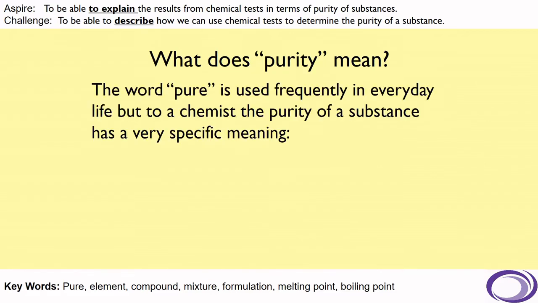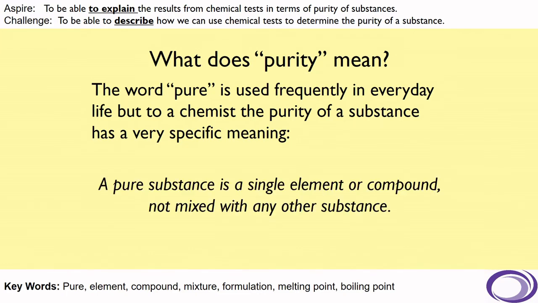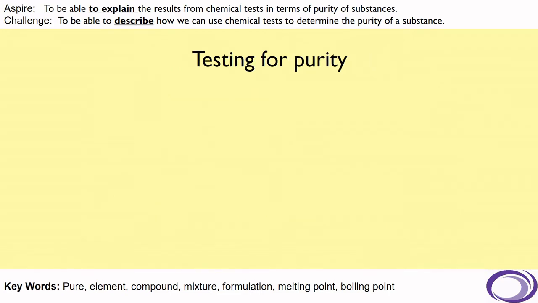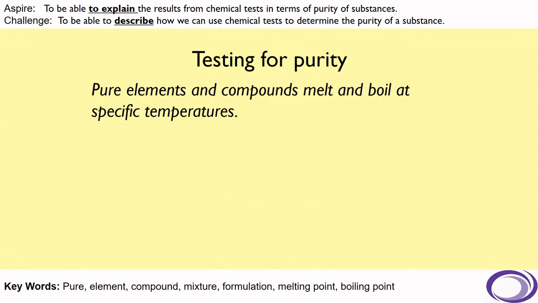The word pure is used frequently in everyday life, but to a chemist, the purity of a substance has a very specific meaning. A pure substance is a single element or compound, not mixed with any other substance. Now, you can test for purity in a quite simple way. Pure elements and compounds will melt and boil at a specific temperature.